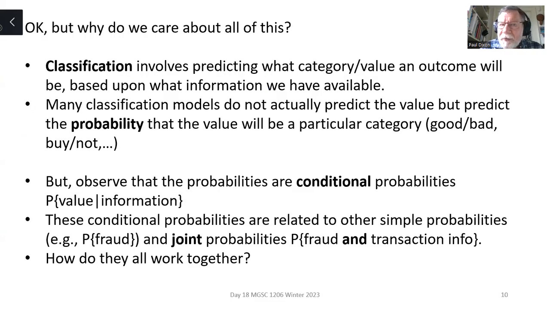Why we care about this is that classification involves predicting a category, and many of those models don't predict the category, but they predict a probability, and then we make a decision. So we need to understand that probability, and those probabilities are conditional. We're estimating a probability conditional on information we have about the customer. So it's important to have a good understanding of conditional probability.